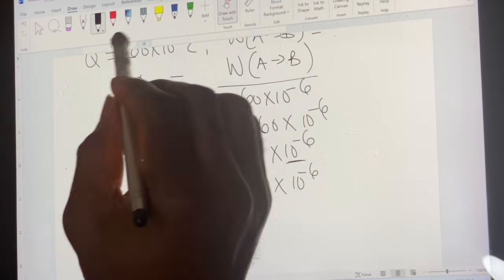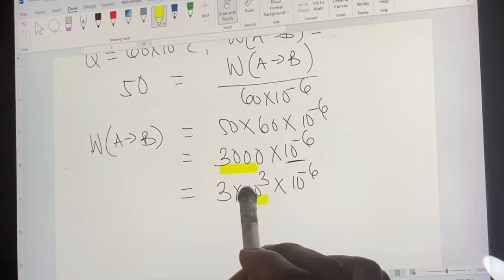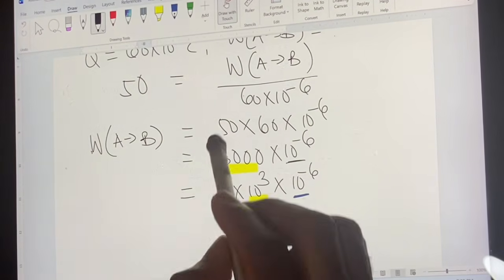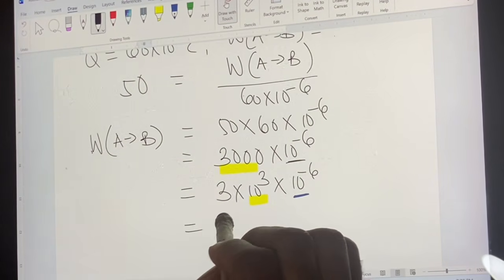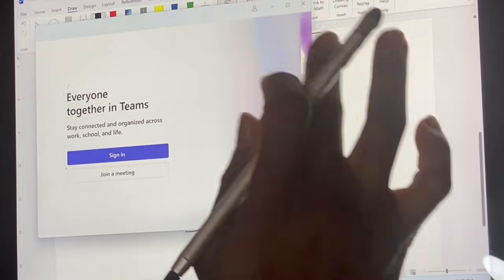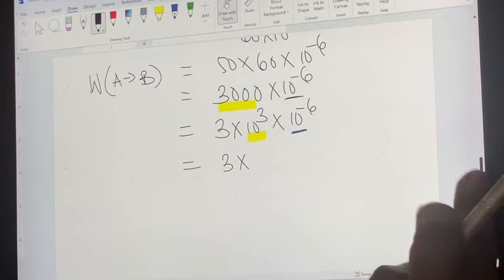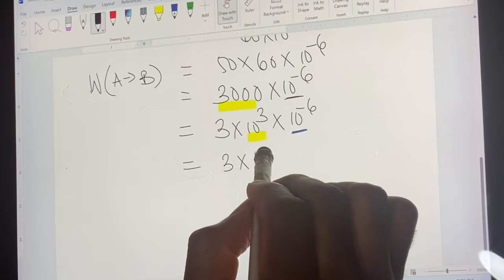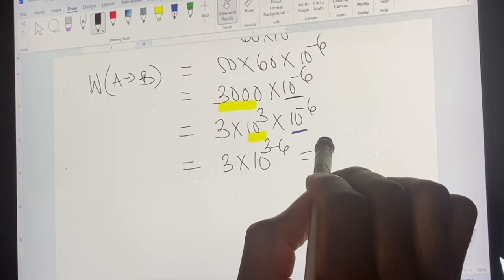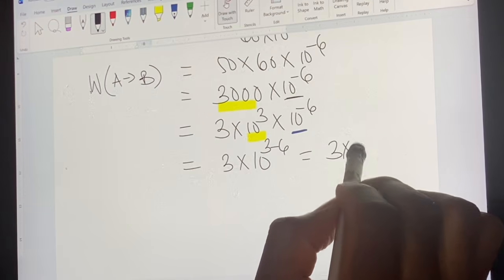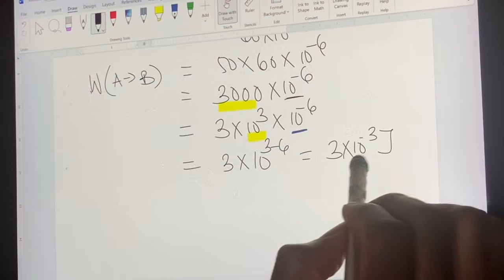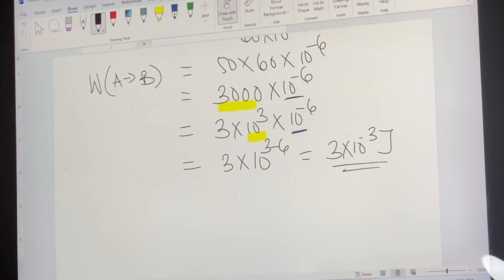From the law of indices, the bases are the same, so we add the powers. This will be 3 times 10 raised to the power 3 minus 6. Our final answer here will be 3 times 10 raised to the power minus 3, and the unit here is joules. Please take note, so this is our answer.